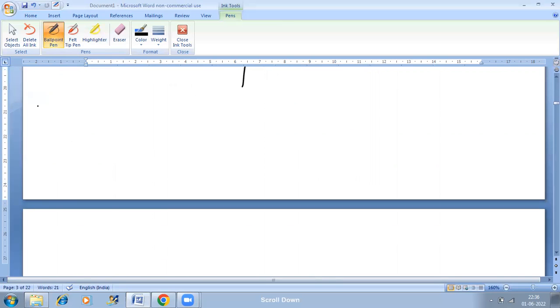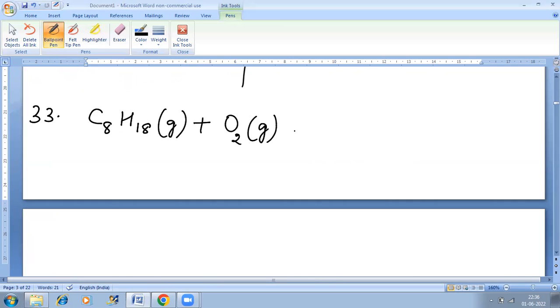33rd. N-octane. Now, what is N-octane? C8H18. Let's write the equation for combustion. This is the equation of combustion. I'm taking standard states, which means O2 has to be taken in gaseous form. Octane has to be taken in the liquid form, right? Because in the question they have mentioned that octane is in the liquid form, I have to take octane in the liquid form itself, and hence I write L.